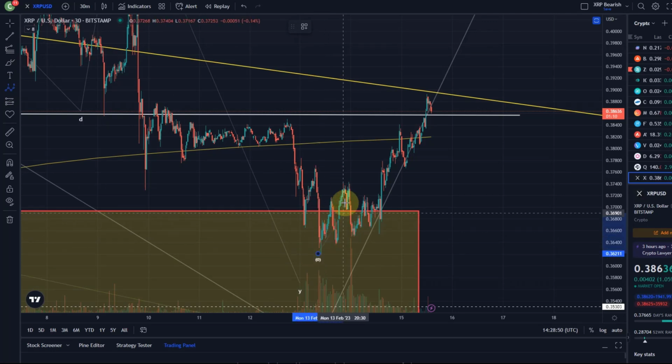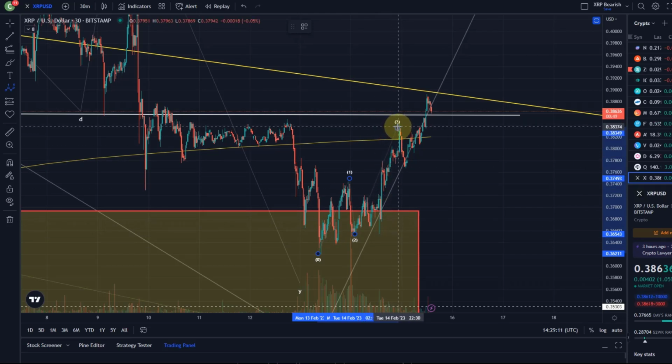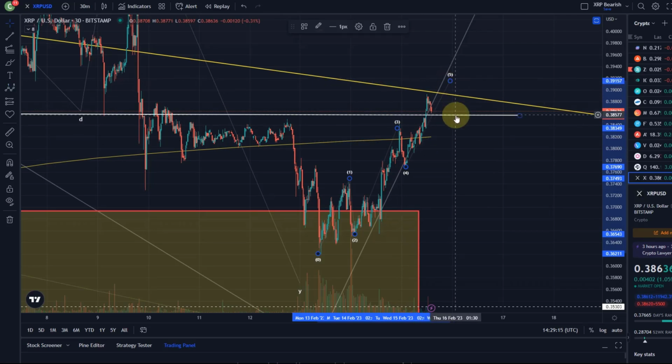We can say we had a leading diagonal in a wave one here. Then we had a wave two here, small A, B, C. This was probably a third wave. Again, we have a 1, 2 here, a 3, a 4, and a 5 in wave 3, wave 4, and we could now be on track to deliver a fifth wave, which is just fantastic.